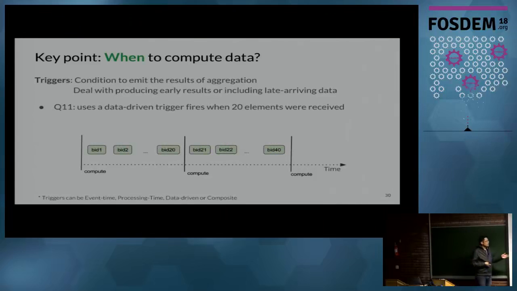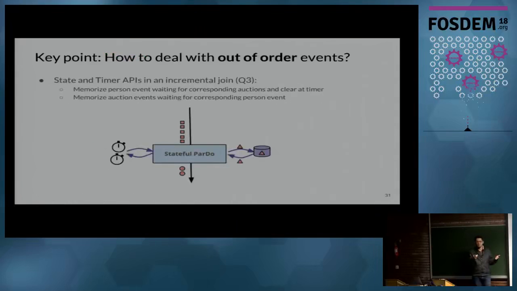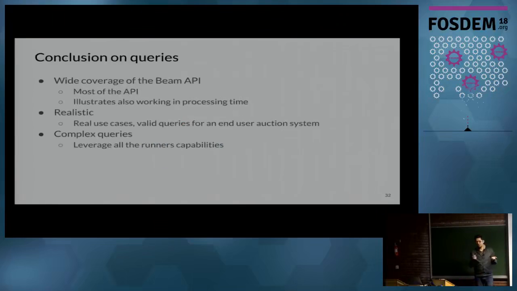Also, we cover things like triggering for amount of data, not triggering only in the time dimension. For example, in some cases you can say, oh, when I have 20 samples of something, I can have an approximate result. So these kinds of things are covered here. And we also cover the case of data that is out of order. So what happens if a bid arrives before an auction? We store this until we receive the auction, and then we can compute, because otherwise we couldn't. So this we also evaluate with some of the queries.